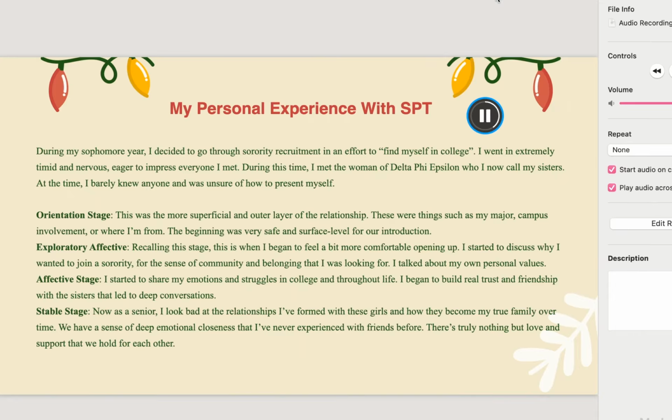Following the stages of SPT, during the orientation stage, I can say that this was the more superficial and outer layer of the beginning of this relationship. These were safe conversations to have, like my major, campus involvement, where I'm from, things like that. During the exploratory affective stage, I began to feel a bit more comfortable opening up, and I started to discuss why I wanted to join a sorority for that sense of community and belonging.